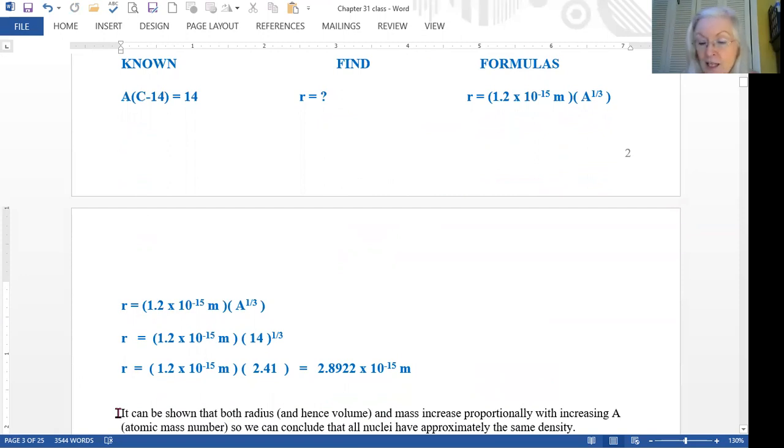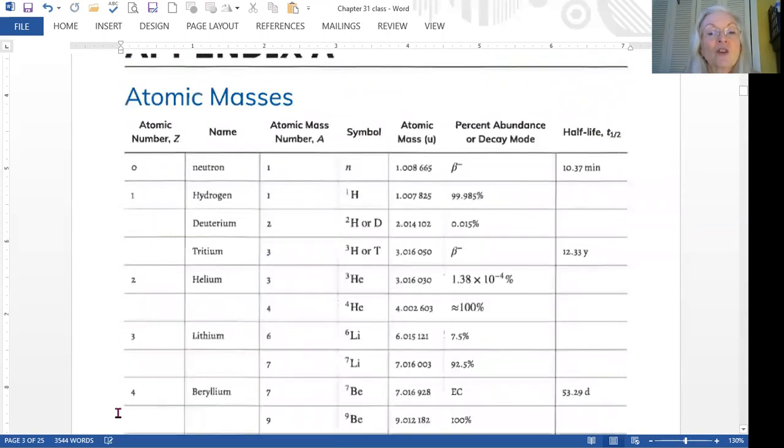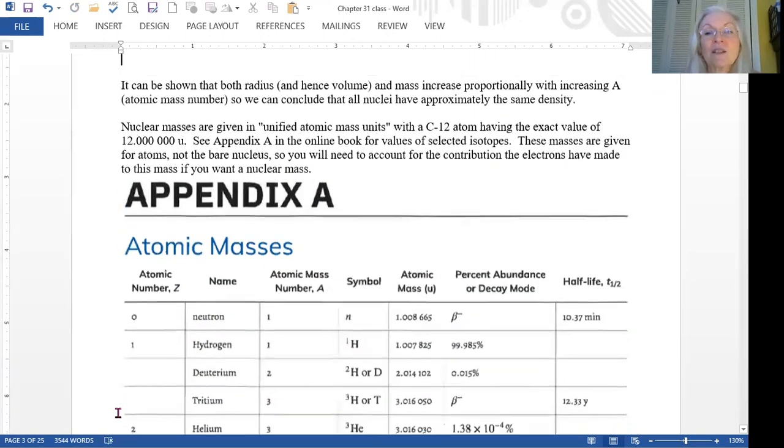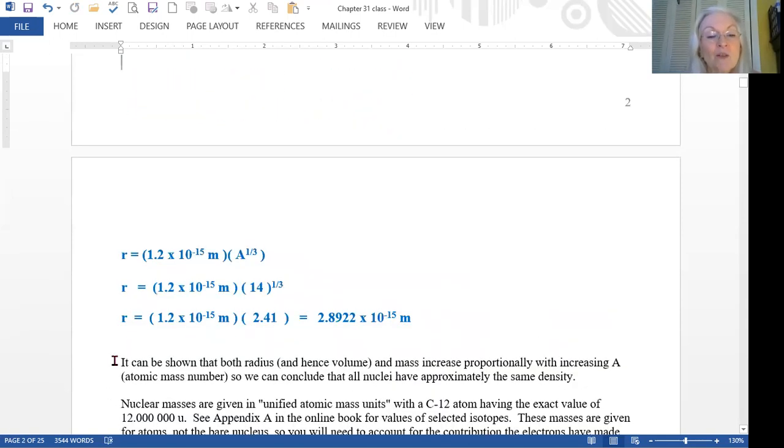What is interesting about being able to calculate the radius for the nucleus is that we can show, whoa, overshot. I do this all the time. It's so annoying. What we can do is we can show that both the radius and by correlation, the volume and mass increase proportionally with increasing A. And the conclusion is that all nuclei have approximately the same density.